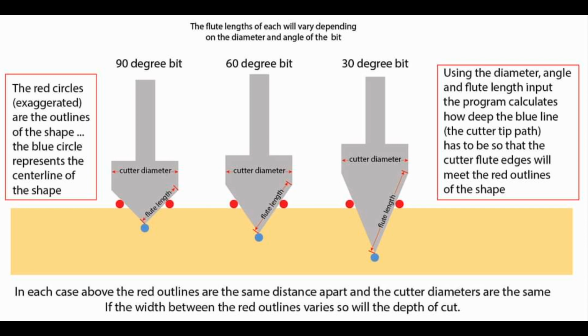So pretty much what it's saying is if you need to go down deep into the wood, you don't want to use a 90-degree bit because that's going to widen out the path. So you would want to choose a smaller angle, maybe the 60-degree or even the 20-degree bit.